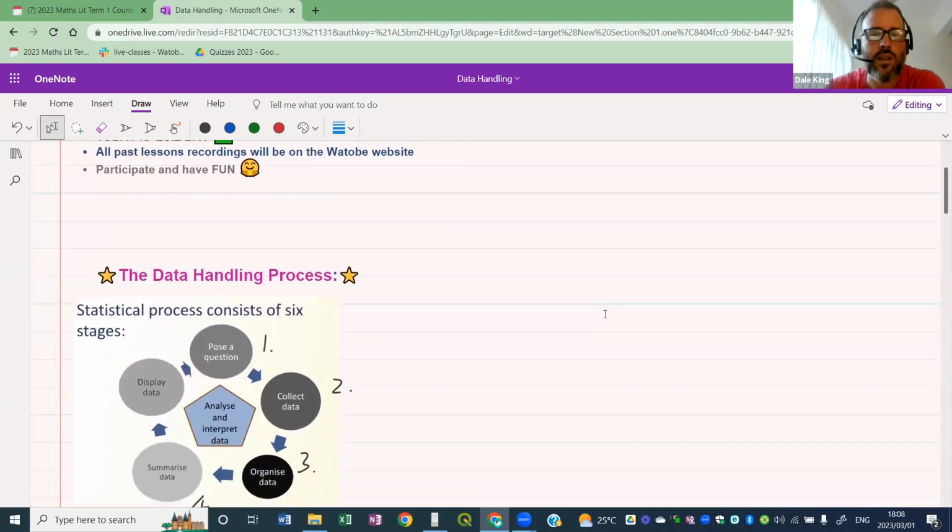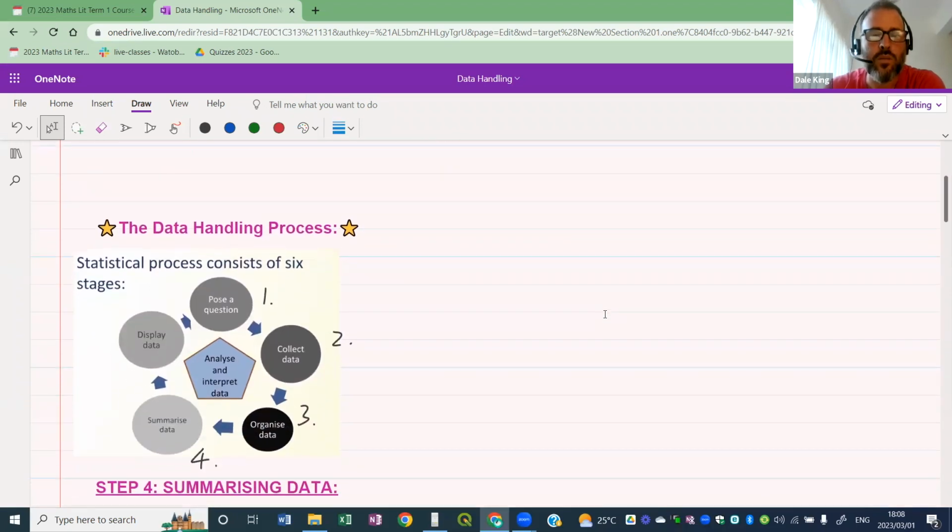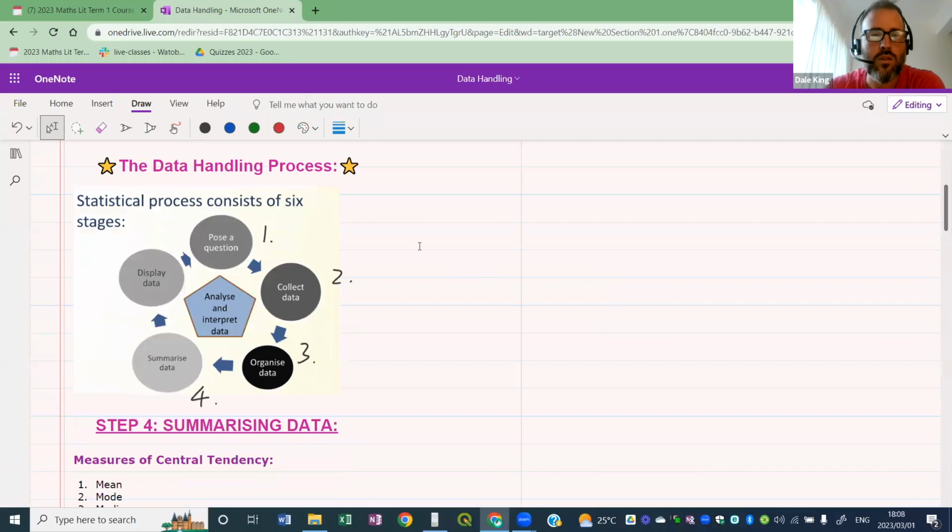Started the data handling process, and you covered quite a bit in Monday's lesson. So you did the first, second, and third of this diagram here: posing a question, collecting data, and organizing data. I'm sure you remember a lot of what was spoken about in your grade 8 and 9 data handling. If you did maths in grade 8 and 9, you would have covered a lot of it there.